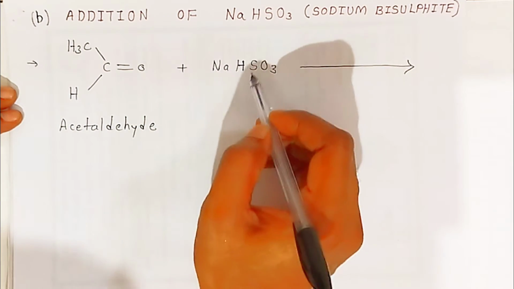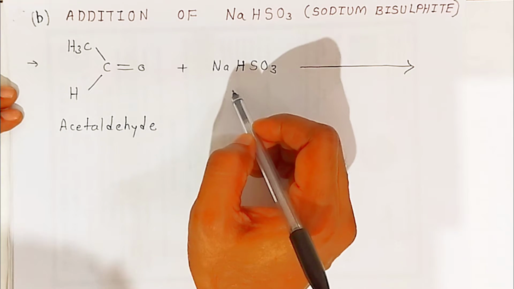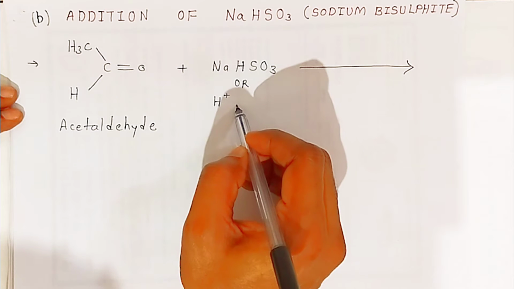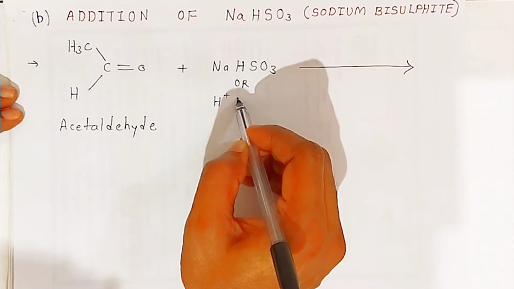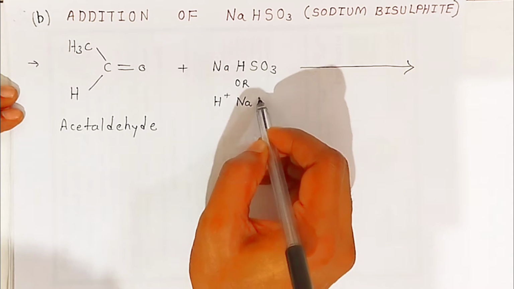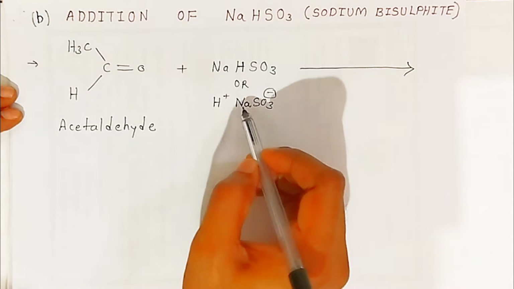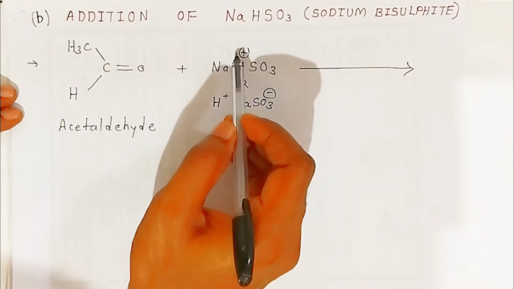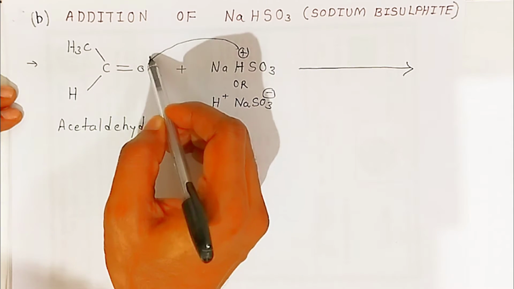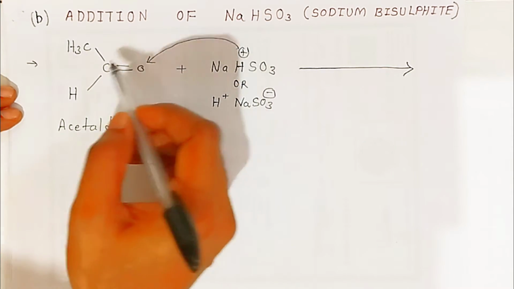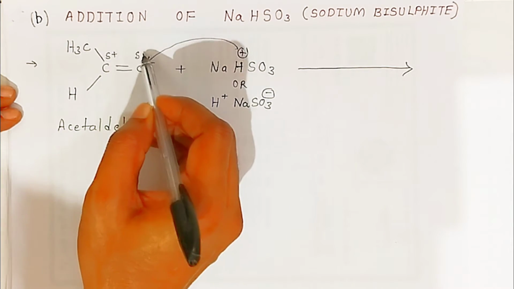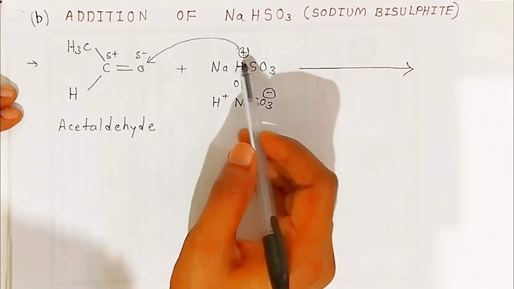what happens, students? Here this will be hydrogen. You can also write it like this. This hydrogen will be positive charge and NaHSO₃ will be negative charge. So this hydrogen, which is positive charge, is going towards the oxygen of the carbonyl. Here in the carbonyl, this carbon will be partial positive charge and oxygen is partial negative charge. So this proton will go to the oxygen.